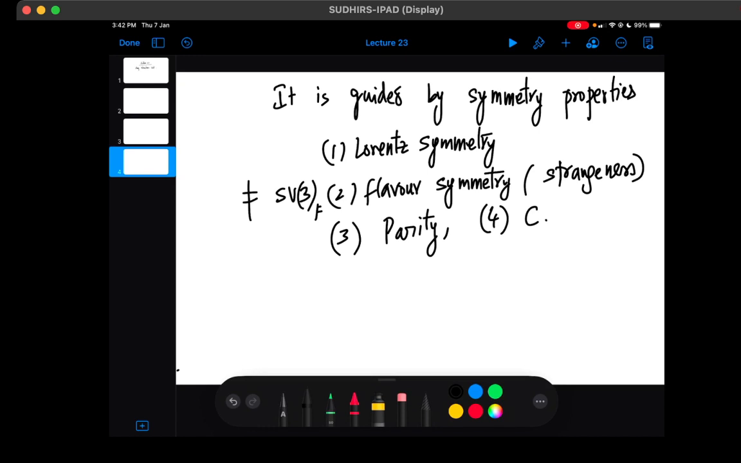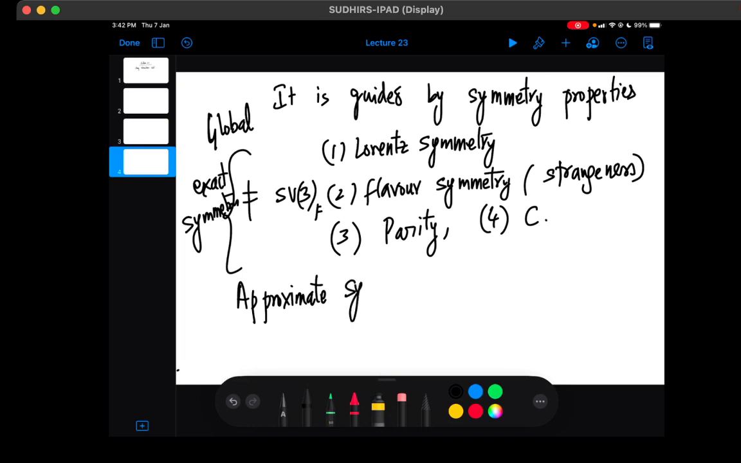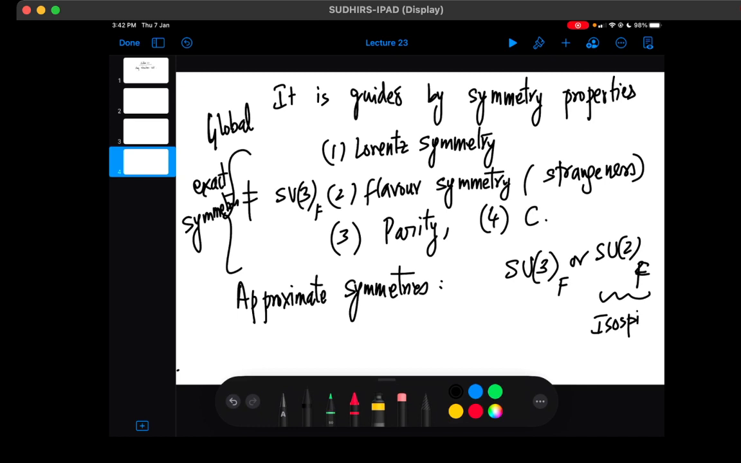Then there are approximate symmetries. The exact symmetries are all global symmetries. The approximate symmetries are SU3 flavor or SU2 flavor, meaning if you are dealing with systems which do not have any strangeness. This is almost like the isospin symmetry of the hadrons. In terms of the neutron-proton system, this is the isospin symmetry, the SU2 flavor symmetry of the UDS. The isospin symmetry holds for baryons and mesons which don't involve any strange quarks, like for example not the K mesons but pions. If you are just dealing with pions, you don't care about the strange quark.